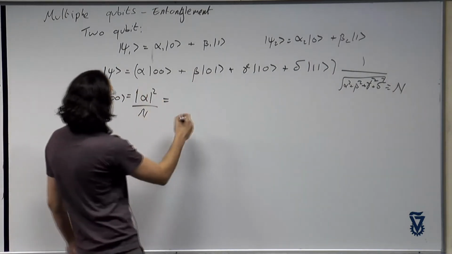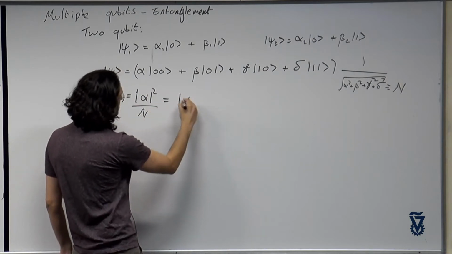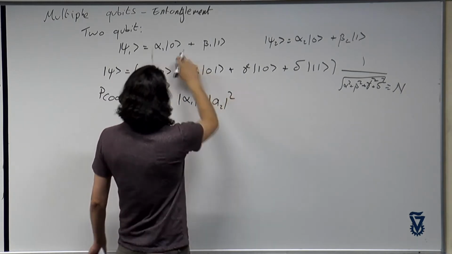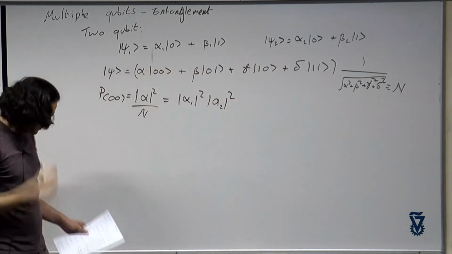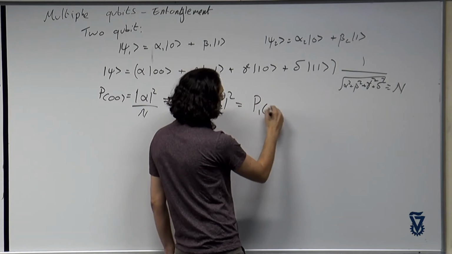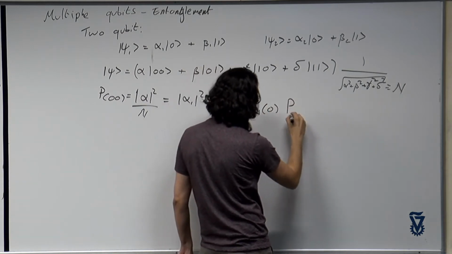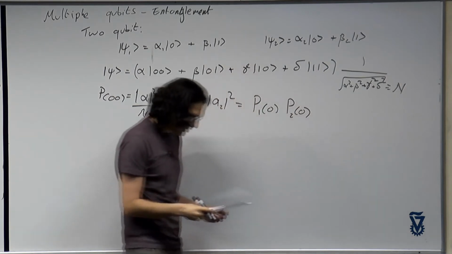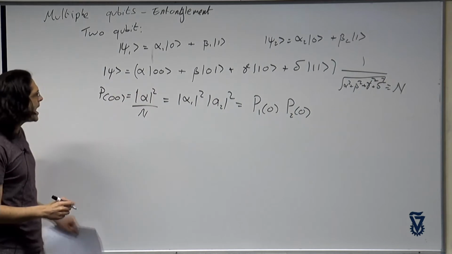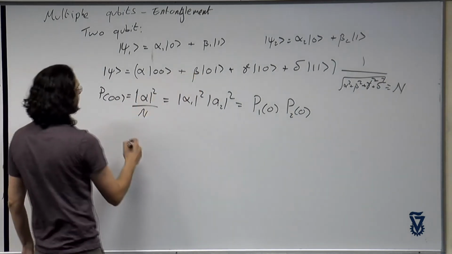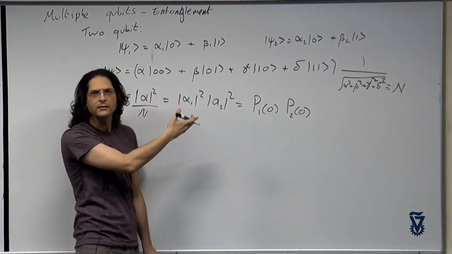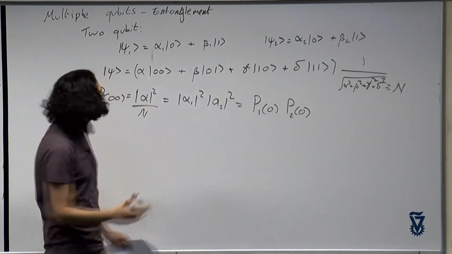Then this is just going to be, of course, alpha 1 squared times alpha 2 squared of the original qubits, which is basically just the probability of qubit 1 giving us the result 0 times the probability of qubit 2 giving us the result 0. And we can write the same line for all the combinations. But what this shows us for this wave function is that these two qubits are independent. This is a separable state. So this most general state that I wrote is separable.